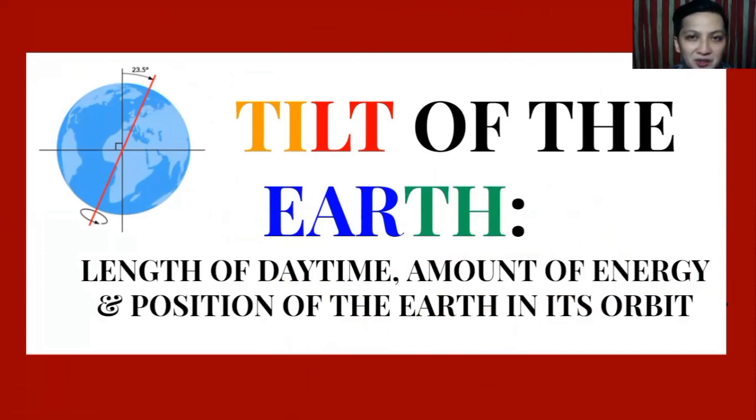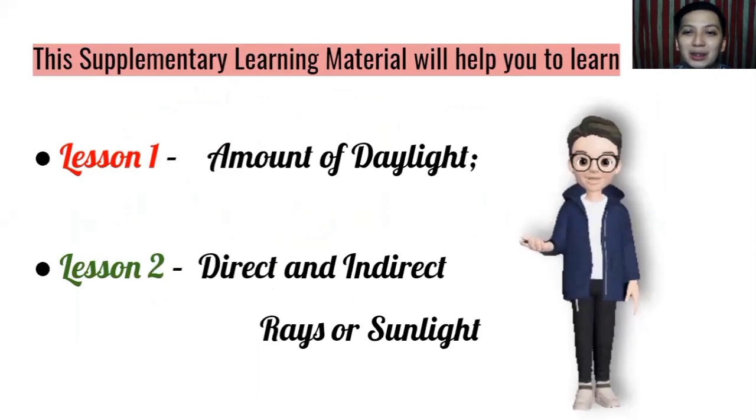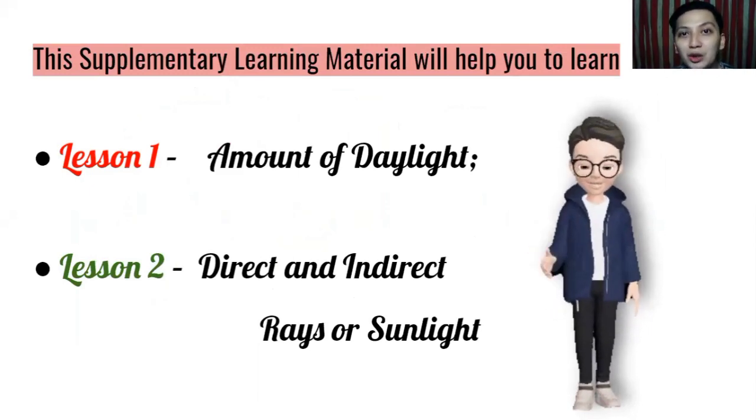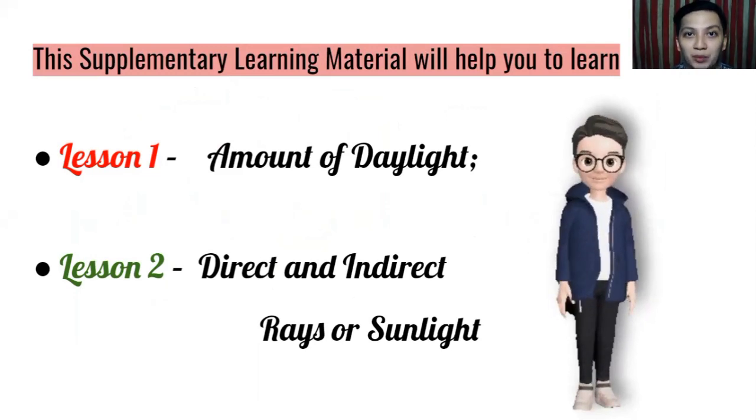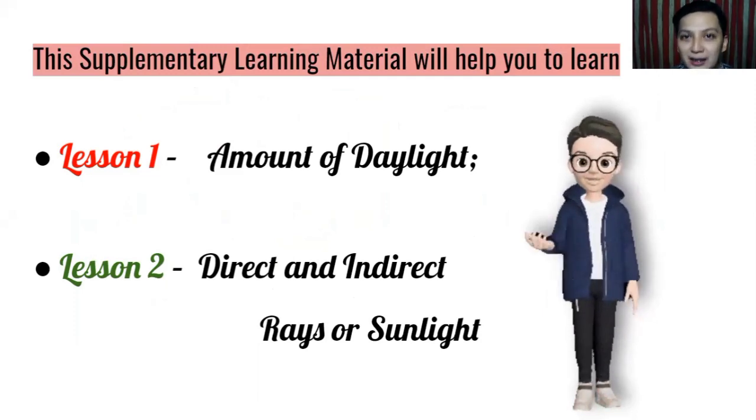And why in this month we have maybe sunny weather, or during this time we have different weather. Why in December we have colder weather up to February, and why during summer days or summer months, including the month of March, April, May, and so on. Okay? So lahat ng yun ay pag-aaralan natin dito. So the supplementary learning material will help us to learn lesson number 1, amount of daylight. And for lesson number 2, we are going to tackle direct and indirect rays of sunlight.